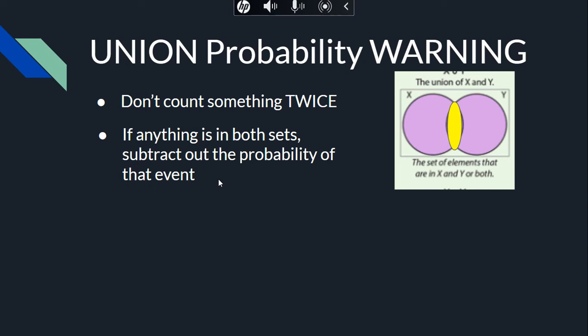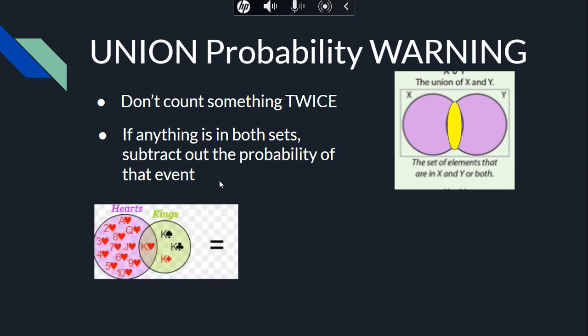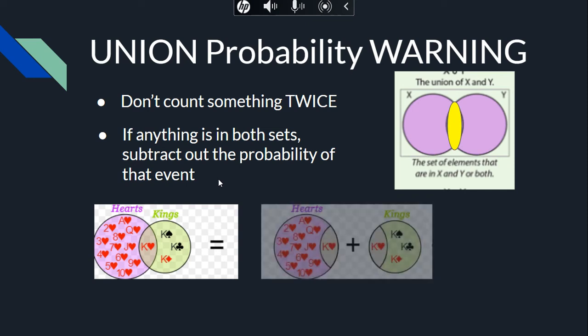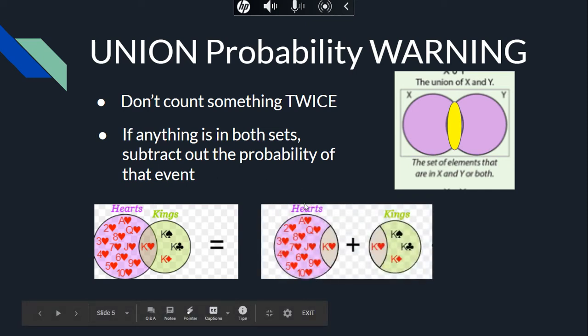Here's an example with some actual data. I'm going to draw a card, and I will win the game if I draw a heart or I draw a king. So it doesn't matter what heart I draw, I will win. It doesn't matter what king I draw, I will win. So if you break those apart, I'm going to look at the hearts, and there's 13 hearts. So I have 13 chances of getting a heart. I have 4 chances of getting a king because there are 4 different kings. So 13 and 4, that sounds like I have 17 chances of winning.